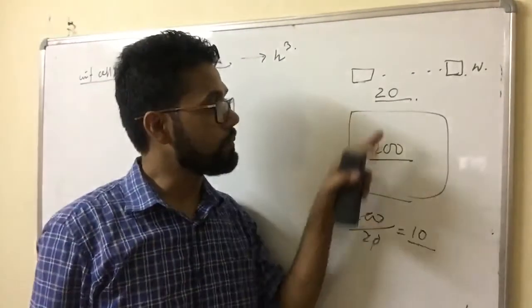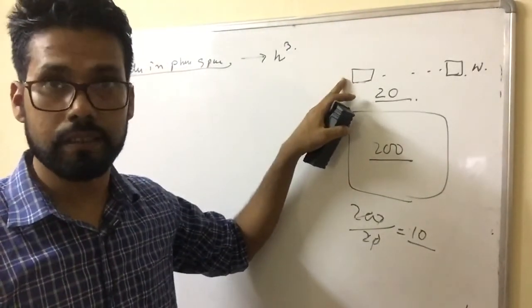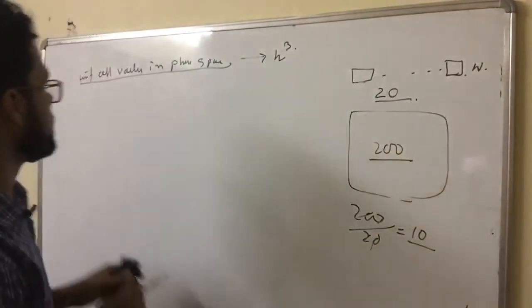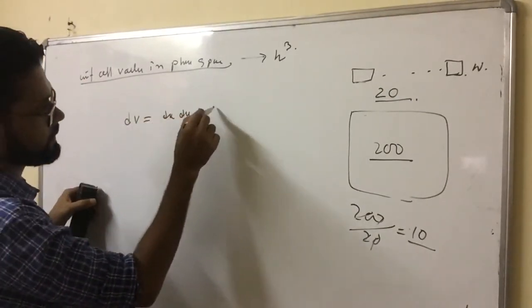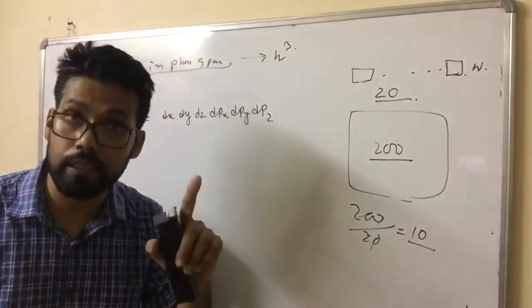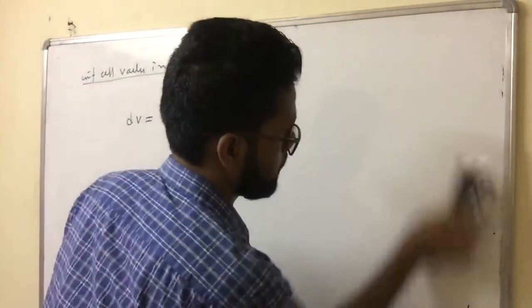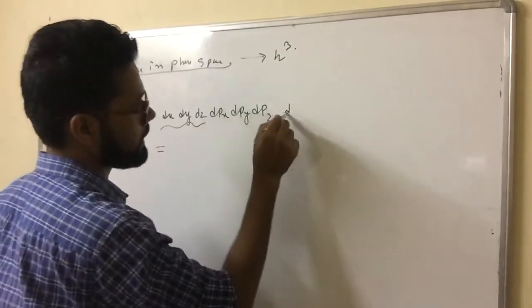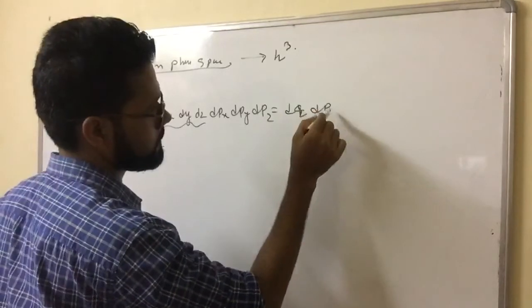Now I have calculated the small cell volume in phase space, and now I am going to calculate the total volume of phase space. So the total volume is dV, dx dy dz dpx dpy dpz. Remember, don't confuse, this is only for a single particle. And I can simply write this as dq dp. Do not get confused, in the book it is represented as dq into dp.